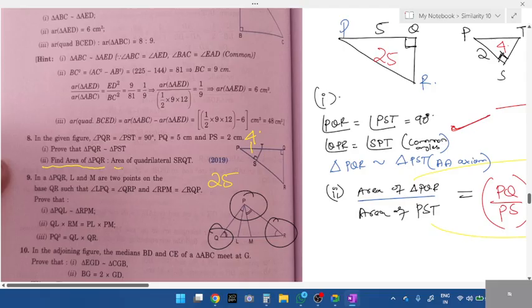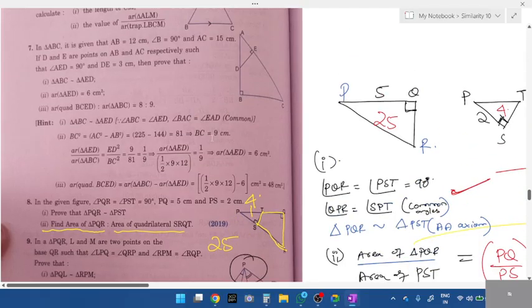PST is? Did they ask us to find the area of these two triangles or what else is asked? Area of PQR divided by area of quadrilateral. This part, not the triangle. They didn't ask for the triangle. So what are you supposed to do? How will you find it? 25 minus what will give this area? Just take out that part. See, the entire thing is 25. If you remove that part, what will you get?